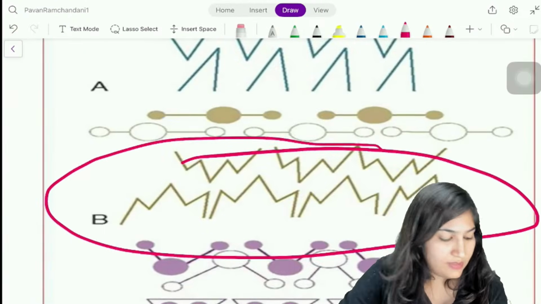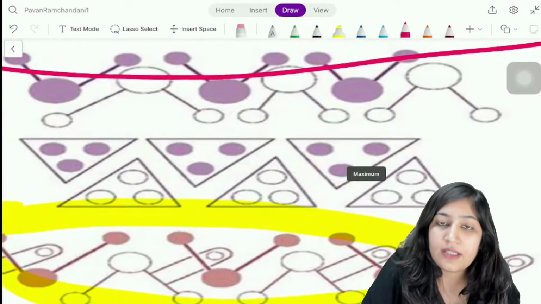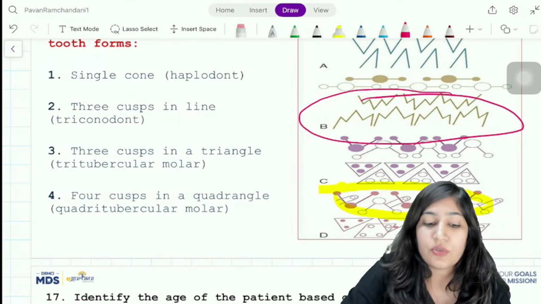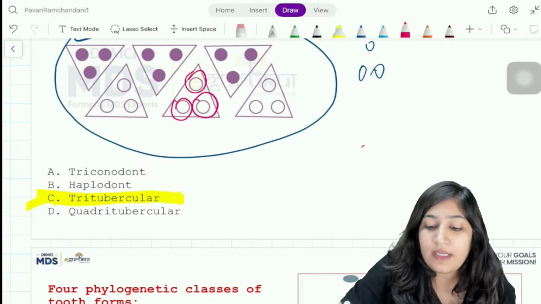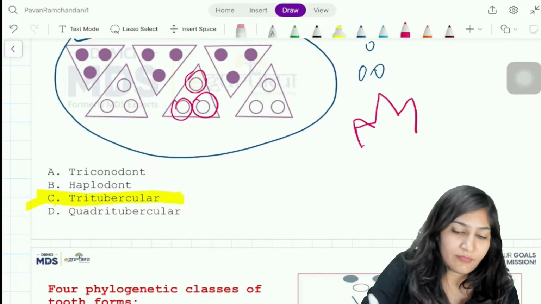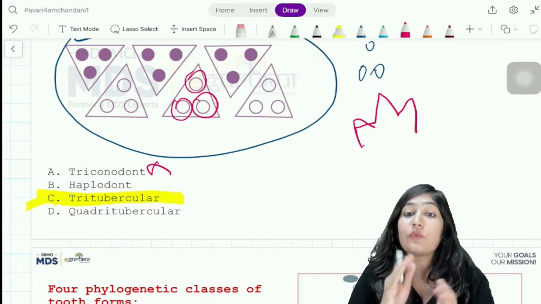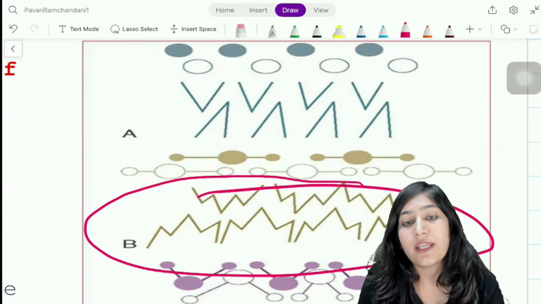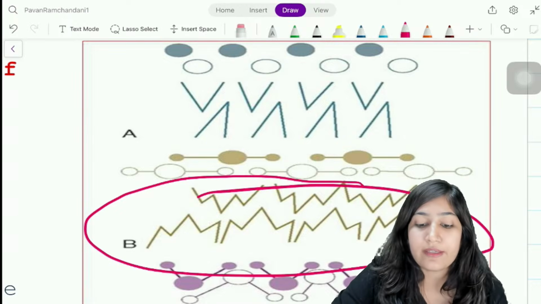Three cusps in a line is triconodont, and here you can see 3 cusps in a triangle. So here definitely we have 3 cusps in a triangle, not in a line. In line it would have been this. So triconodont is not correct and tritubercular is correct. If it would have been in a line, then triconodont would be correct. But as it is in a triangle, tritubercular molar is correct.